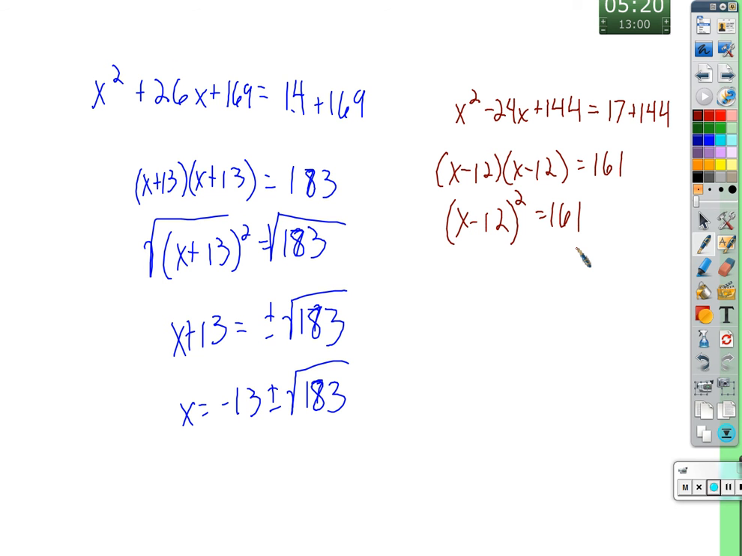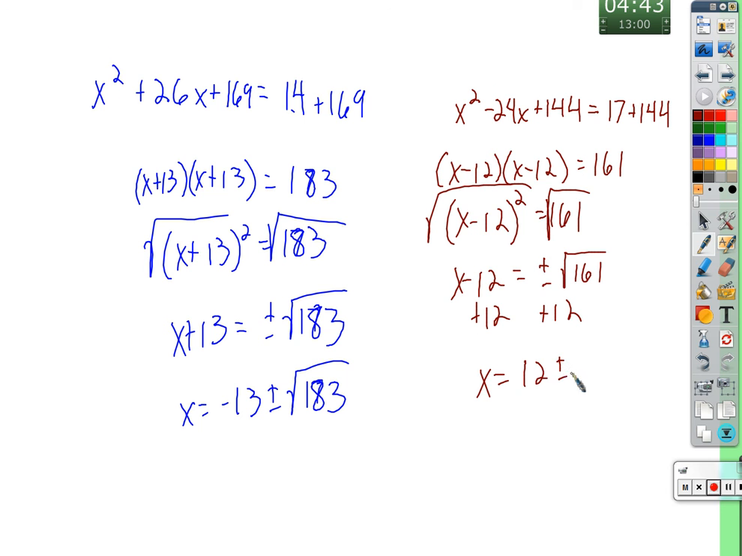Factor? No. Square root. Take the square root of both sides. x minus 12 equals what? Positive or negative. That's what I'm looking for, the square root of 161. And last thing, get rid of that 12, add 12 to both sides. You got x equals 12 plus or minus the square root of 161.